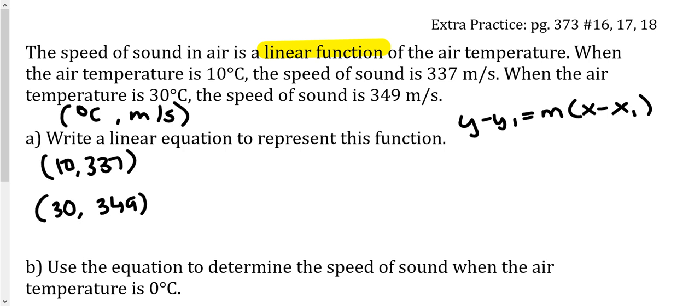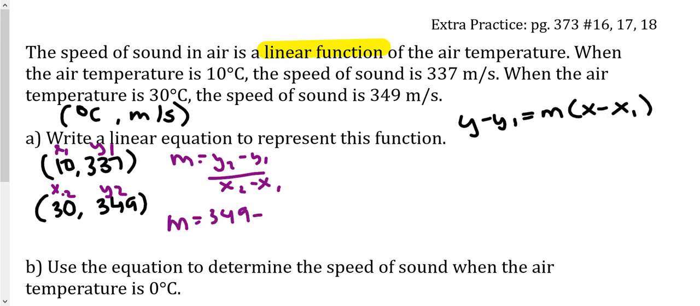So these 2 points, I'm going to call this x1 and y1. I'm going to call this x2 and y2. And I'm going to use my regular slope formula. Remember, y2 minus y1 over x2 minus x1, which really is just point slope form. So my slope: 349 minus 337, right? What is my change in y's? What is my change in speed, in relation to my change in temperature, the change in x's, the change in my independent variable?